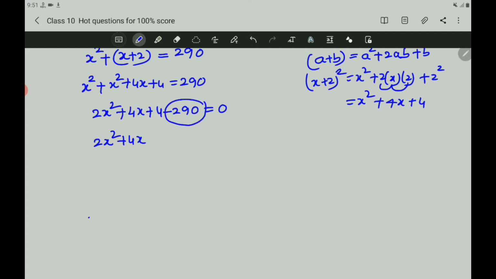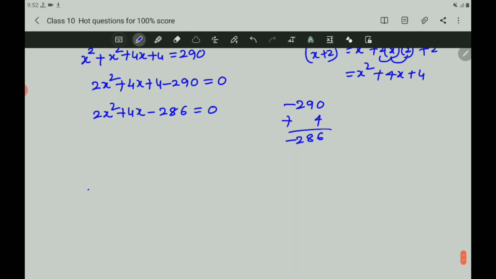Here minus 290 has a negative sign. What is the sum of 4 and minus 290? That is, 290 minus 4 you will get 286. But here you know that this is minus, this is plus. As they have different signs, we have to subtract and put the sign of the greater number. So it becomes minus 286 equals 0.